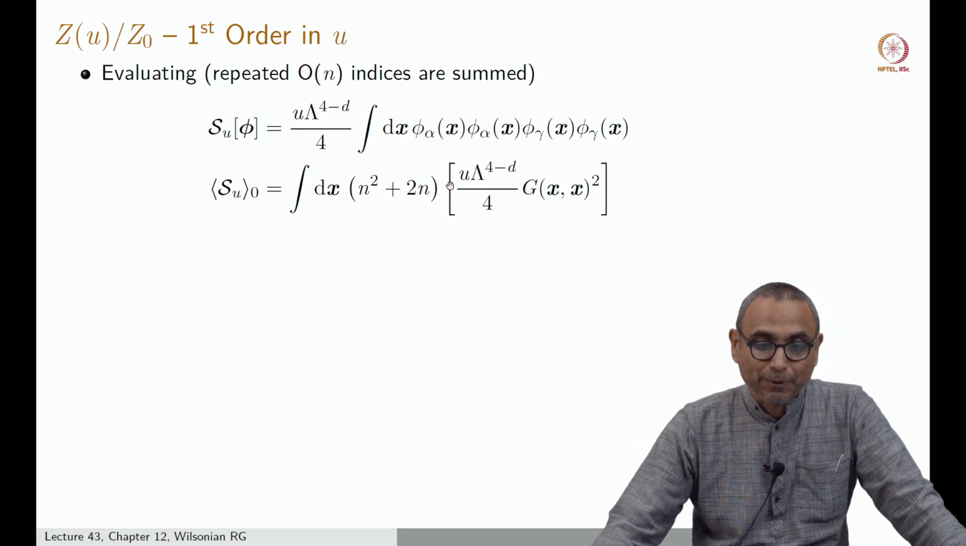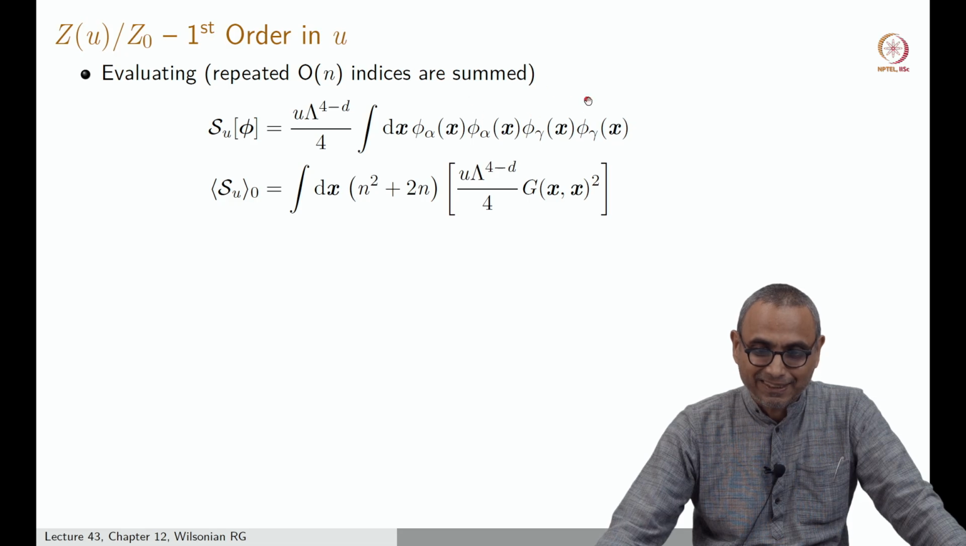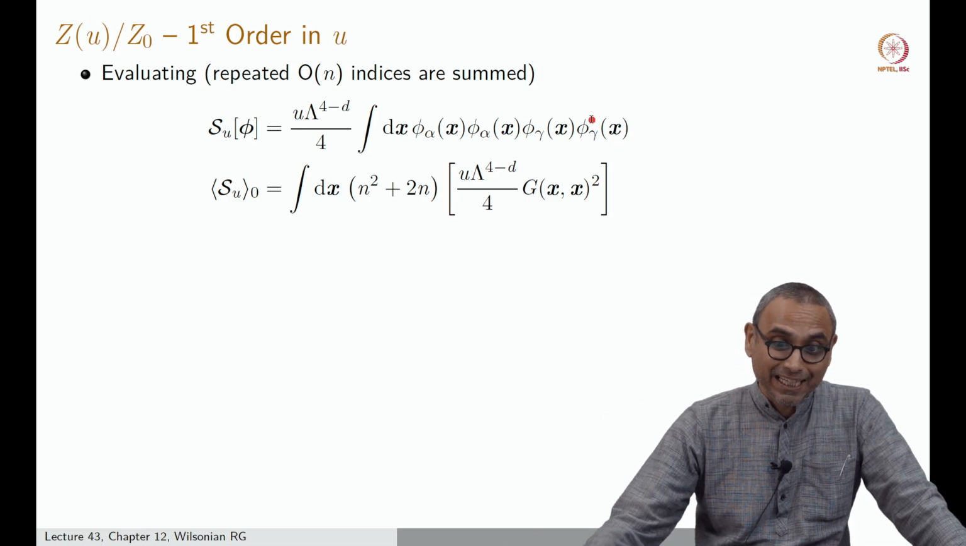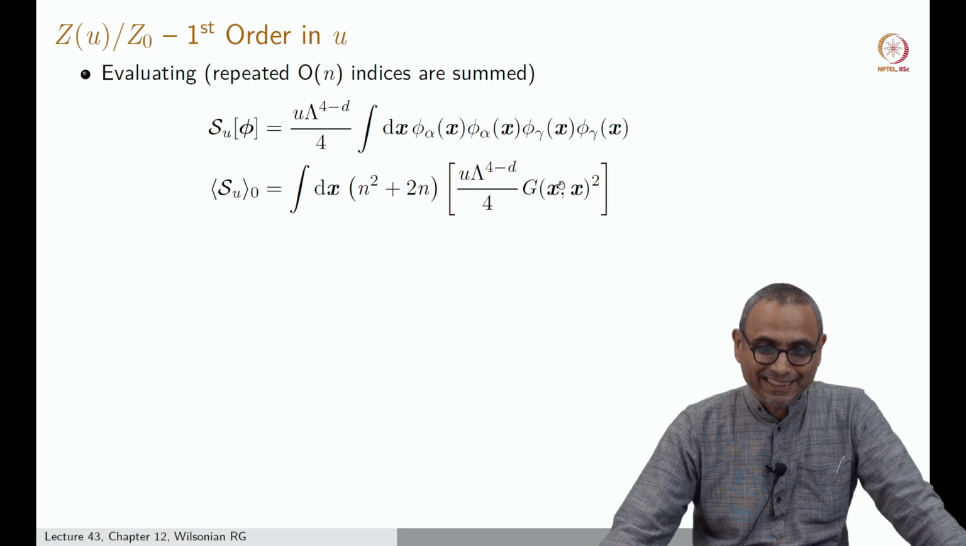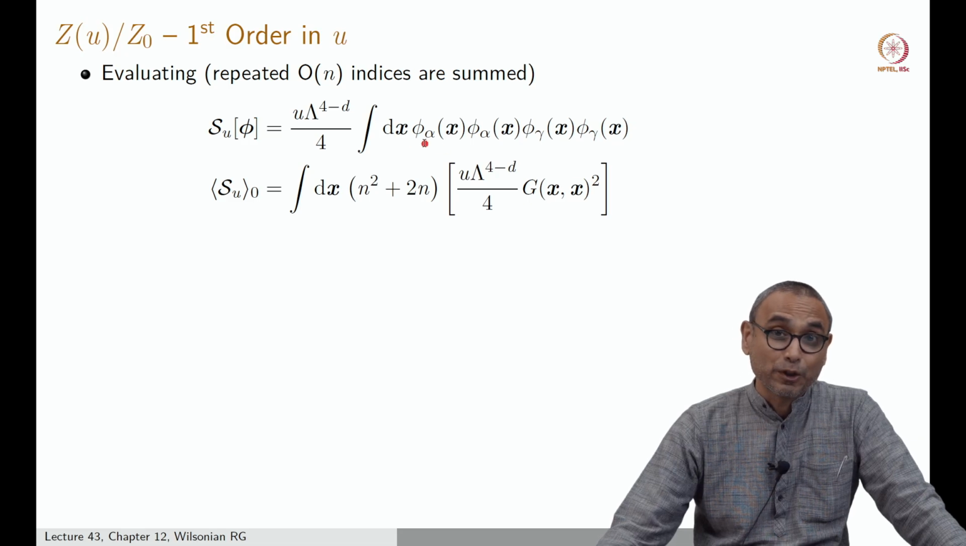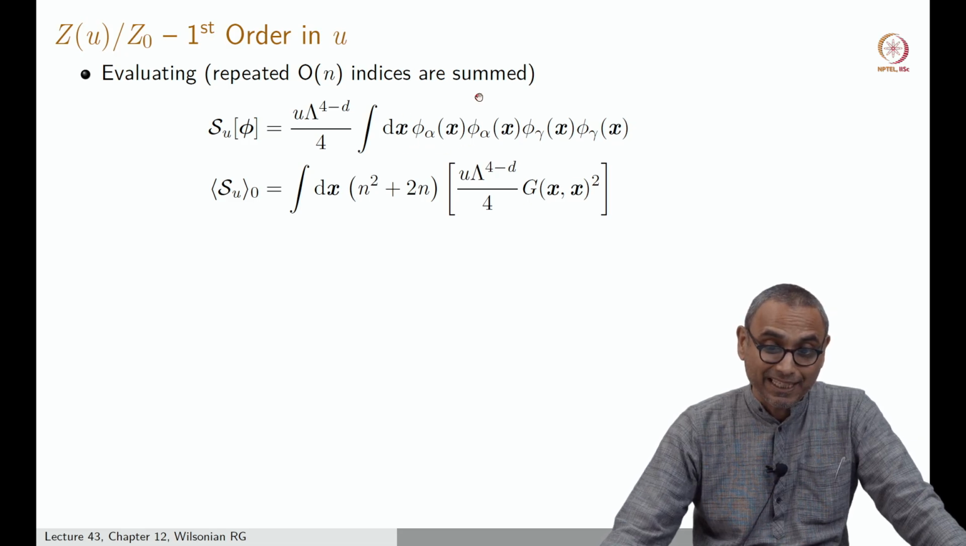So you see, this will produce 3 possible contractions, right? So you can contract this with this and that with that. That will give you gxx squared, and you see that will produce n terms associated with this alpha. That's why this n comes here. Another n terms associated with this. That's why you get n square, right? Because I have to sum over all alpha and sum over all gamma.